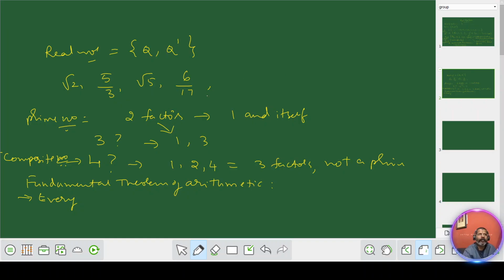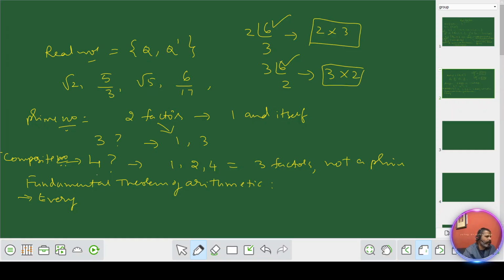I'll explain the example, then we'll come back to the theorem statement. See, for example, 6, I can find 2 into 3. So the factors become 2 into 3. Somebody else might start with the 3 table, they will get 3 into 2. So the factors for this composite number remain the same, meaning unique, ignoring the order in which the factors occur.